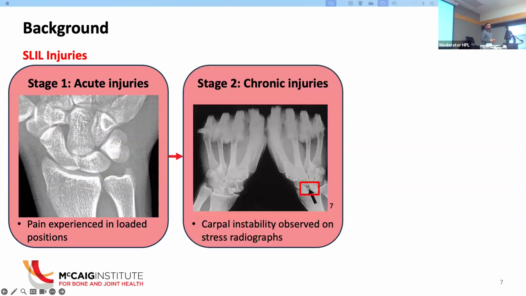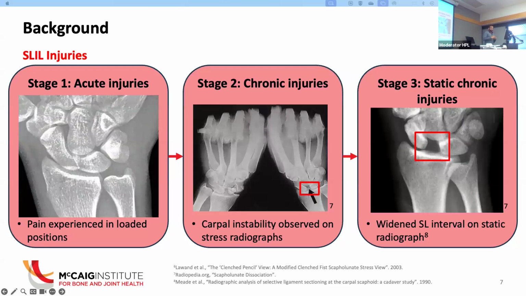And then over time, this will progress to a chronic injury. There's no change that can be observed on a standard radiograph, but there are abnormal changes in scaphoid and lunate position seen in stress radiographs. So on the screen here is a pencil grip radiograph, and you see there's a bit of a gap between the scaphoid and lunate there on your right hand. And then lastly, we have static chronic injuries, where there's significant widening seen between the scaphoid and lunate on a standard radiograph, and those two bones are no longer linked in their motion.